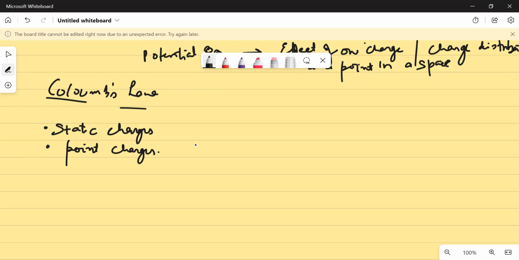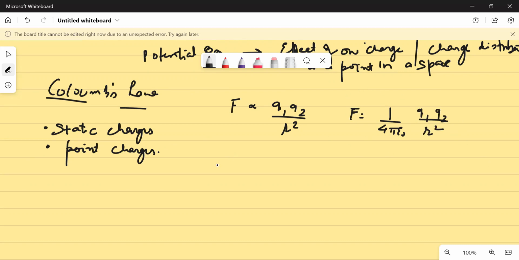It says that the force between the two charges is directly proportional to Q1 Q2 upon R square, and that equals 1 upon 4 pi epsilon naught, and then you have Q1 into Q2 upon R square. I don't think there's a problem till now.